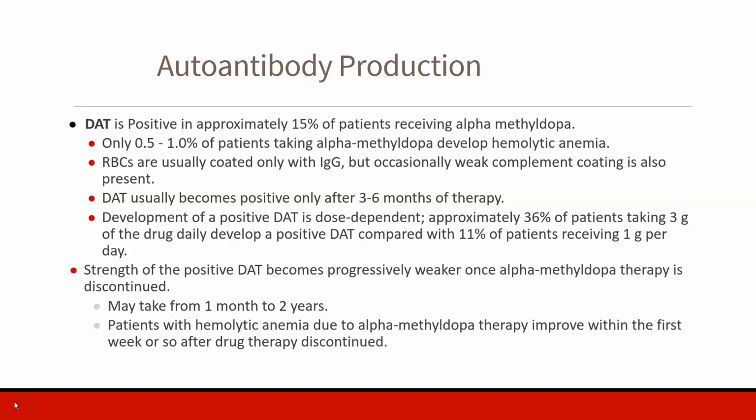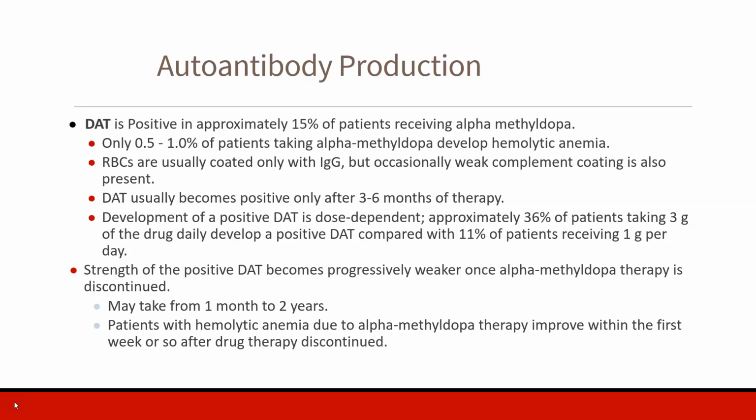The DAT is positive in approximately 15% of patients receiving alpha-methyldopa. Only 0.5 to 1% of patients taking this medication will develop hemolytic anemia. The red cells are usually coated only with IgG, but occasionally weak complement coating is also present. The DAT usually becomes positive only after 3 to 6 months of therapy. The development of a positive DAT is dose dependent.